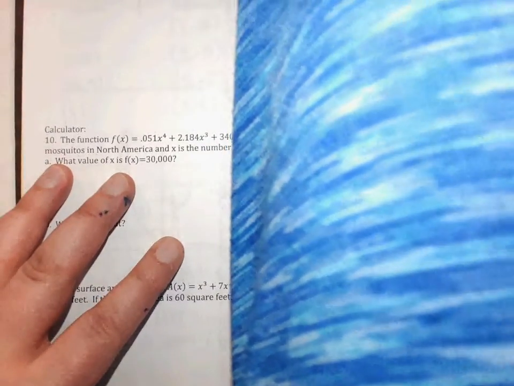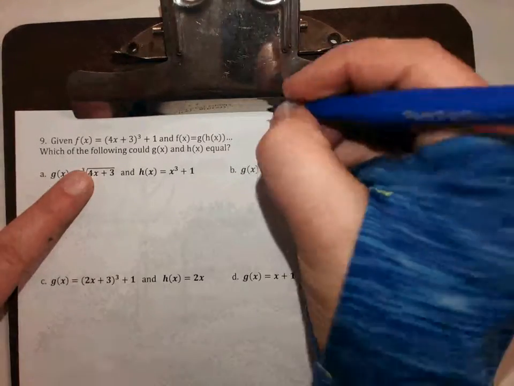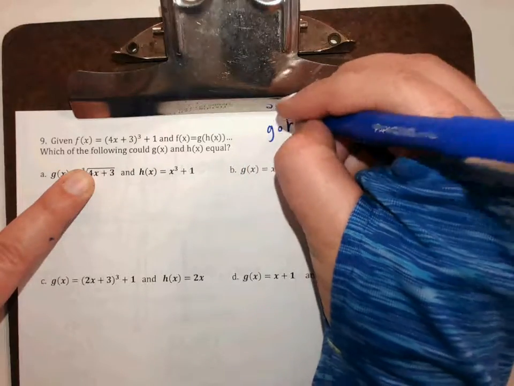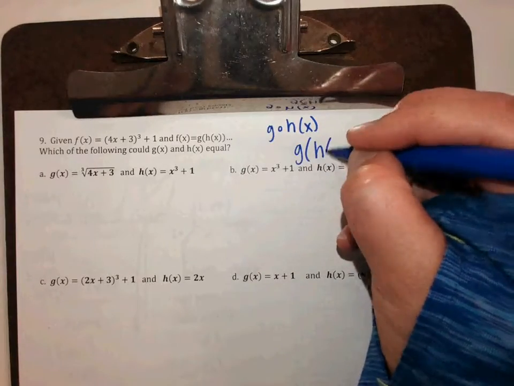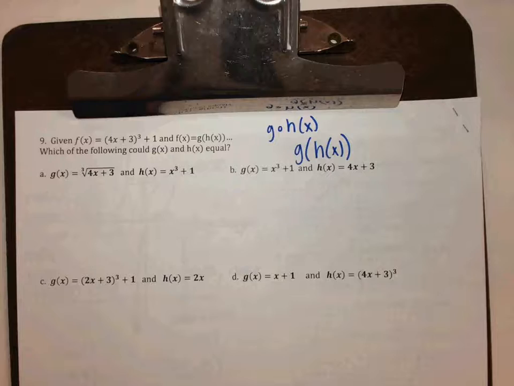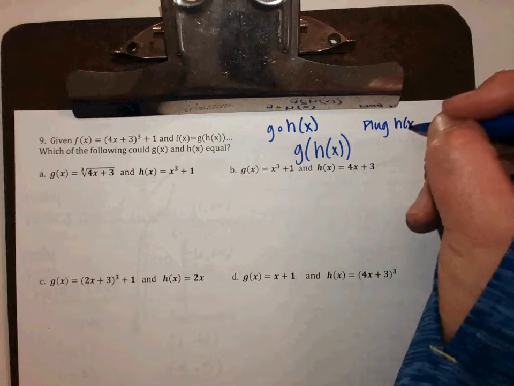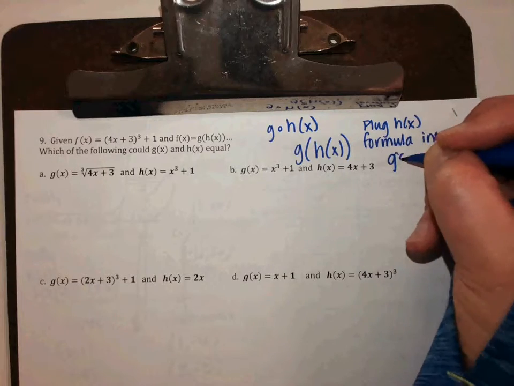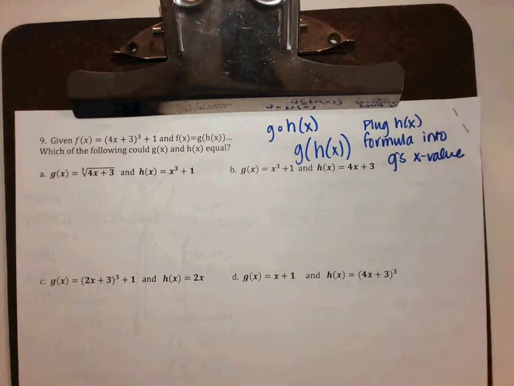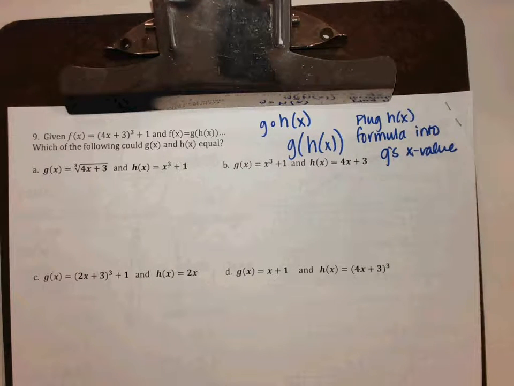Okay, take a look at number 9. So on your CBA, there's a question kind of similar to this. Do you remember G of H of X like that? Okay, what did we do? We did G of H of X. You remember that? All that means is that you are going to plug your H of X formula into G's X value. You are going to plug the H of X formula that they give you into the X in G.